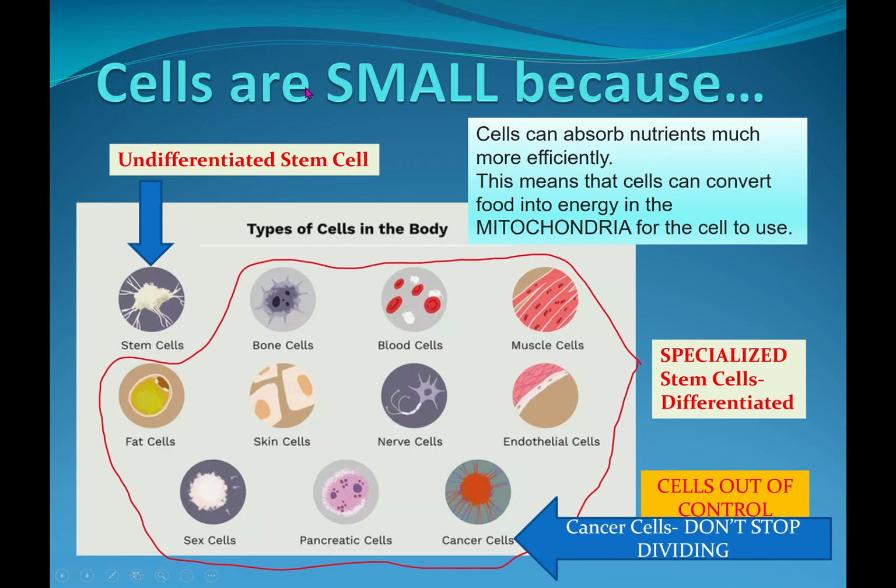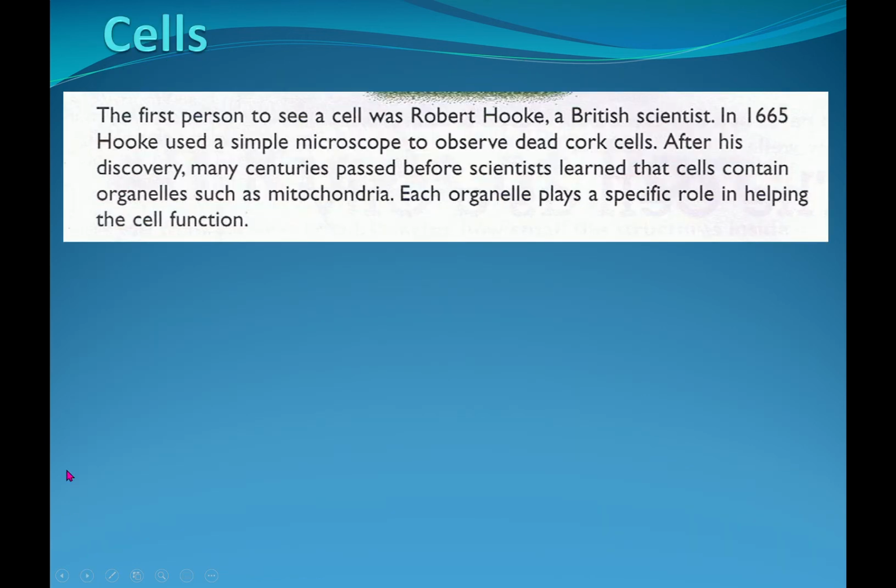So when we talk about cells that are small, they're small because they can absorb nutrients more efficiently. That means that they can take the food energy in the mitochondria and convert it to energy the cell can use more efficiently because it's smaller. It would take less time to do that because the cell is small, like our house conversation.